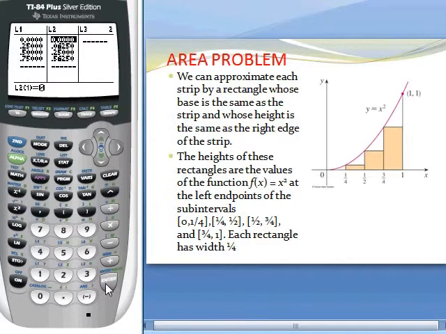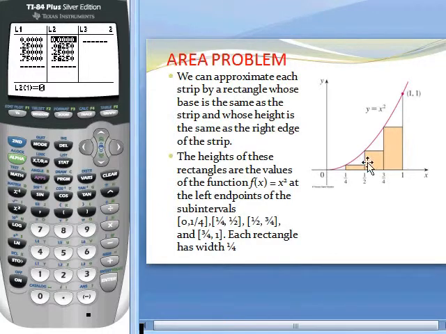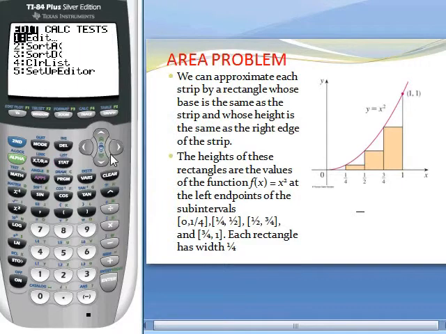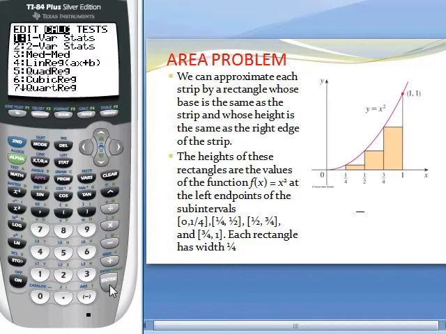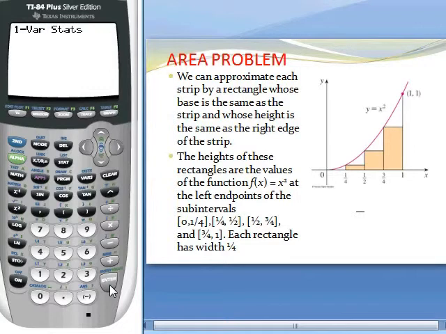Here we go. Now remember what I'm supposed to be doing. I'm supposed to calculate this times that, and there's no height, so this one is 0. This times the height, this times the height, this times the height. In other words, if I sum these up and multiply the sum by 1/4, I'm home free. So let's try that. To calculate the sum, I do it the same way: stat, calculate, one variable statistics, and it's going to be on L2. Remember, I put it in L2.